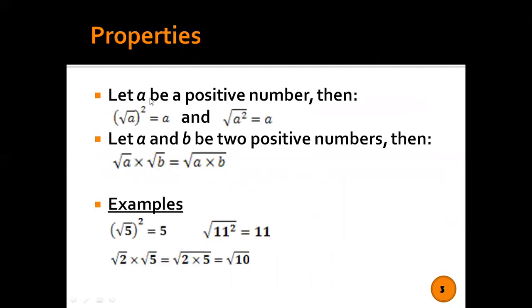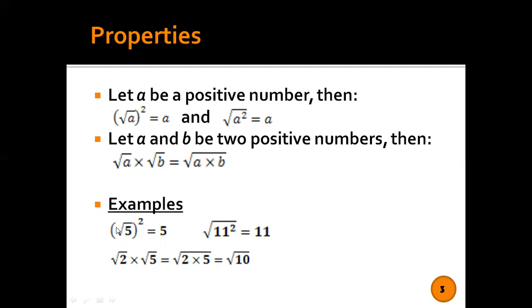Properties. Let a be a positive number, then radical a all squared equals a, and radical of a squared equals a. Here, if the square is outside or inside the radical, the square and the radical cancel each other. Let a and b be two positive numbers. Then radical a times radical b equals radical of a times b. Here we can put a and b under one radical sign.